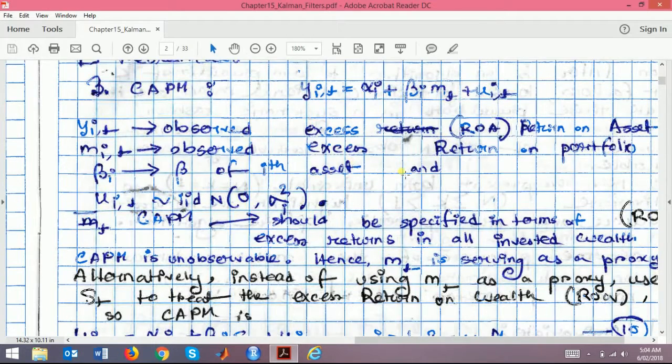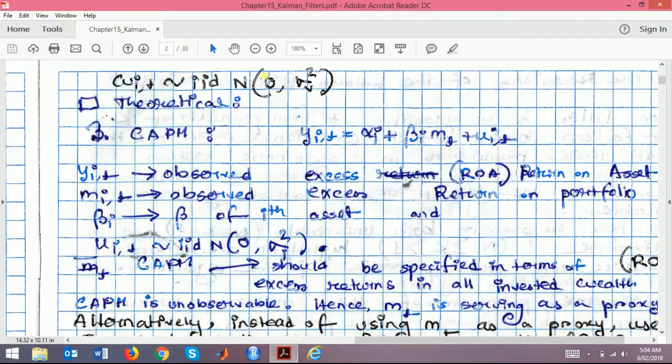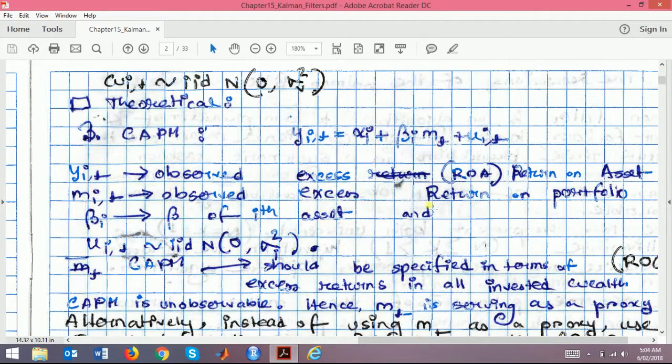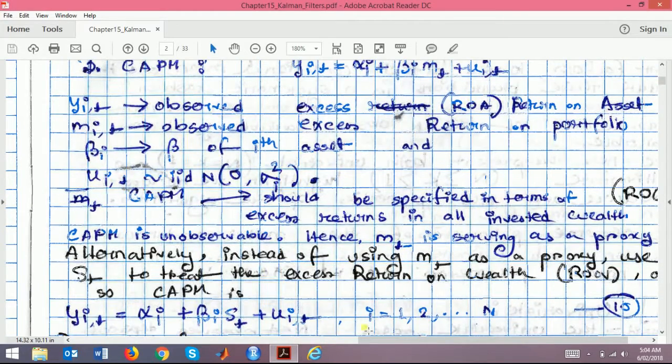Theoretical CAPM. Let's talk about CAPM now. Another model. We are just talking about how we can specify different models in terms of latent factor models. So CAPM, where y_it, the observed excess return on asset, equals alpha_i, a constant, plus beta_i m_t. m_t is the observed excess return on the portfolio. Beta_i is the beta of the ith asset. So we have the observed excess return on the asset and the observed excess return on the portfolio. u_it is IID with zero mean and sigma squared variance.